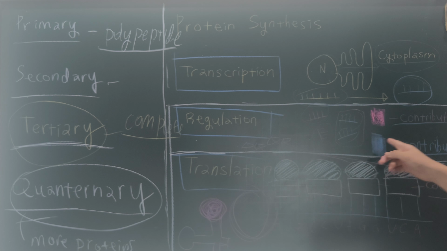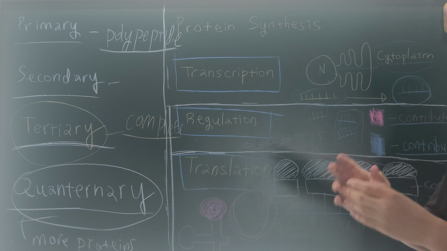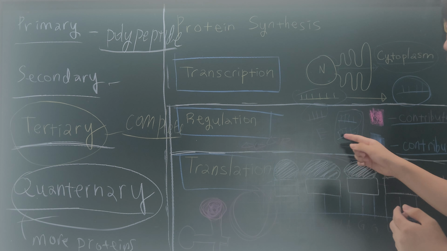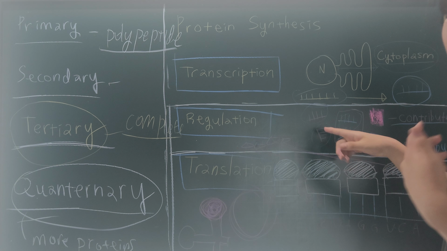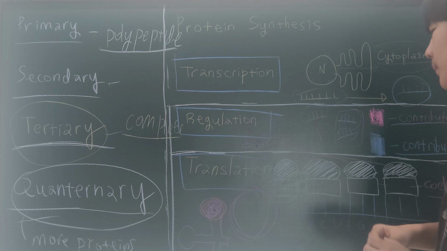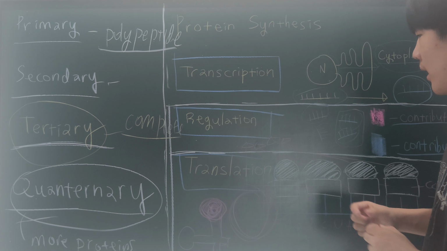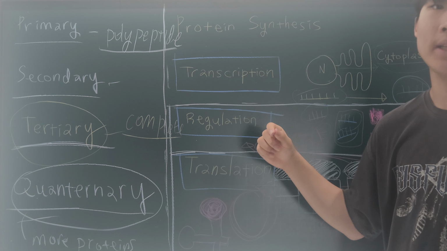And in regulation, in the cytoplasm, the mRNA is divided into parts that are necessary for the protein synthesis. The parts that are not needed for protein synthesis are called introns, and the parts that are needed are called exons. And these exons connect together to form a new mRNA strand.